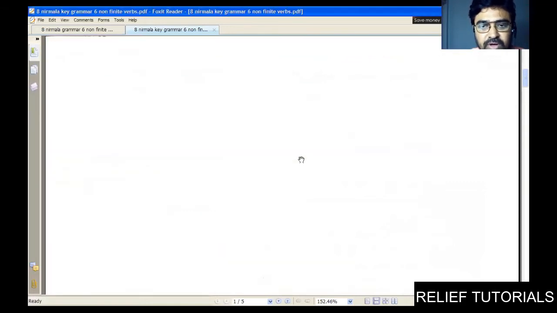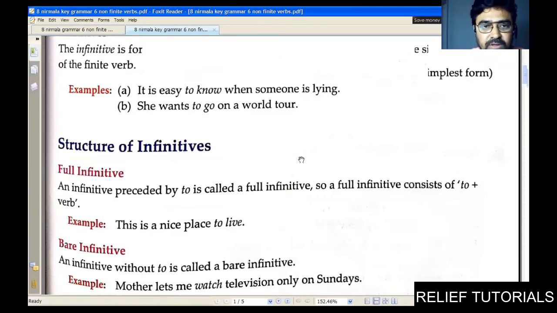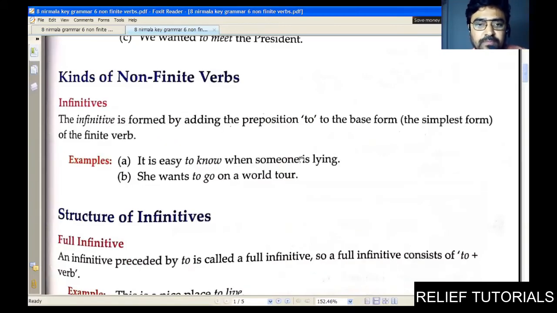Now we are going for the kinds of non-finite verbs. I already told you infinitive is the first type. What is infinitive? Infinitive is formed by adding the preposition to to the base form. To and verb is called as what? Infinitive. For example, it is easy to know. So here, to know is infinitive. She wants to go. Here to go is what? Infinitive.